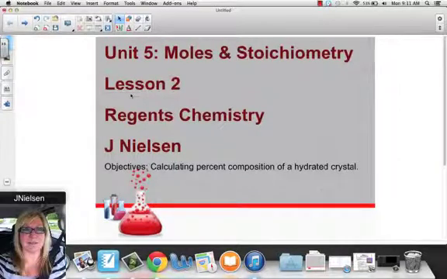Okay, this is Unit 5, Moles and Stoichiometry, Lesson 2. In our last lesson, we finished up with learning how to calculate the percent composition of a compound. And in this lesson, we're just going to focus on a special type of percent composition involving what's called a hydrated crystal. And as I explained to you in the last lesson, a hydrated crystal is something that contains water.